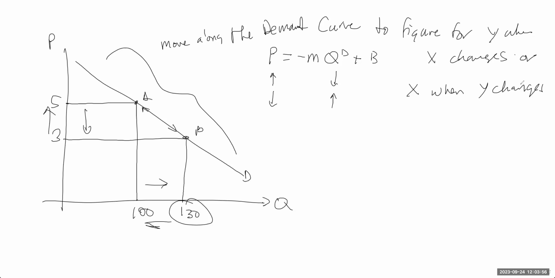Okay, so that's a movement along the curve. But now what we're going to do is go over the variables that can shift the demand curve. Okay, so let's go through this. All right, the first one, variables that shift. The first one is change in income.